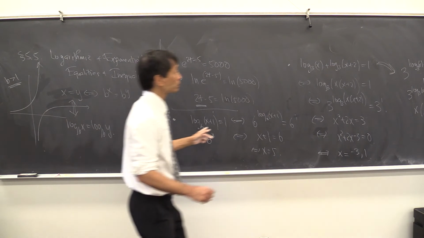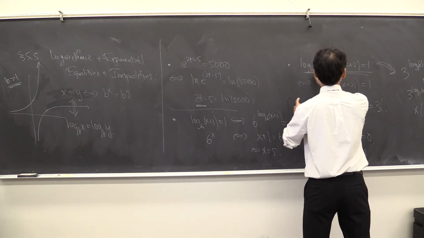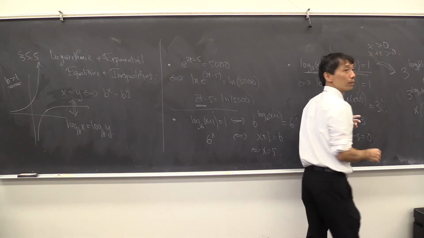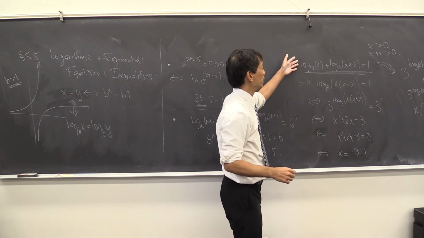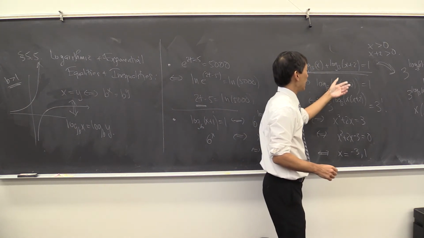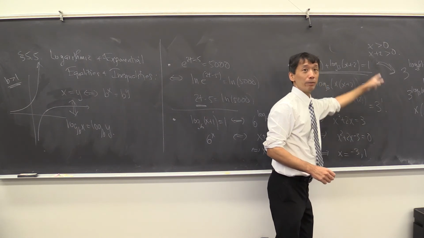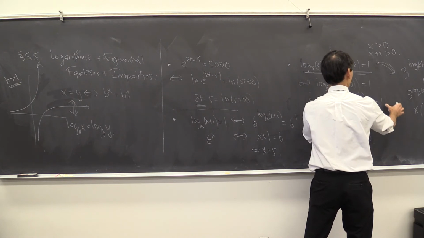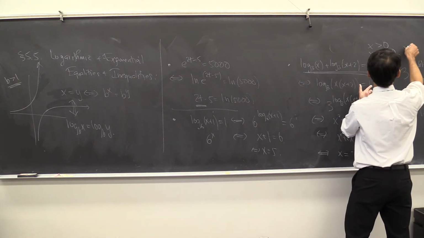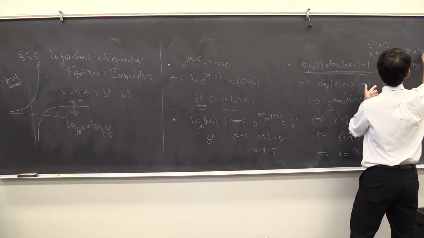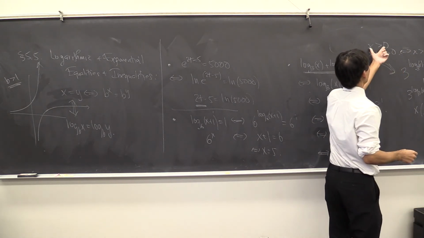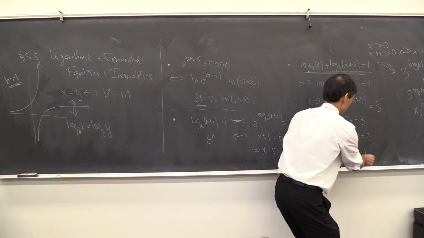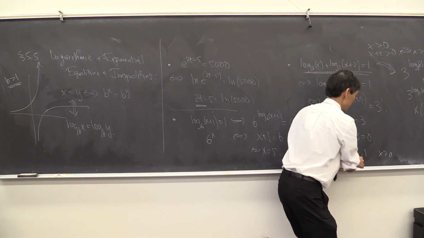So from the very beginning, you're assuming that x is bigger than 0 and that x plus 2 is also bigger than 0. That condition has to be propagated down with the equation. x and x plus 2 have to be bigger than 0. This one says x has to be bigger than negative 2, but anyway, x has to be bigger than 0, so we know that this one is out.